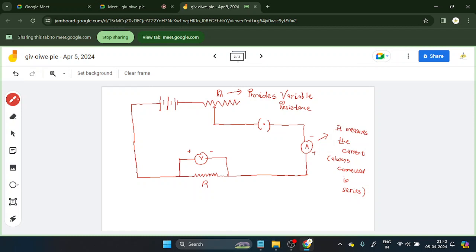So voltmeter, remember that voltmeter is always connected in parallel and it is used to measure the voltage. Okay? Clear?